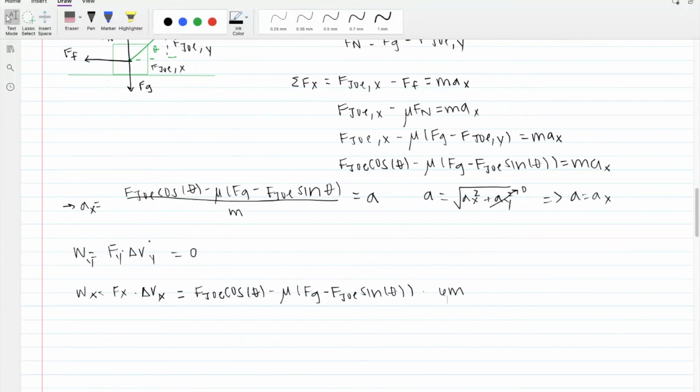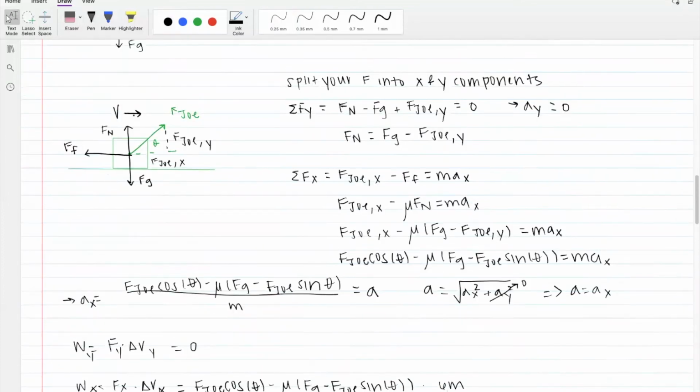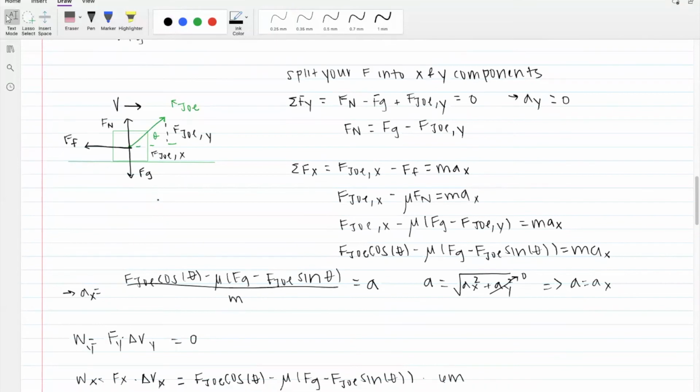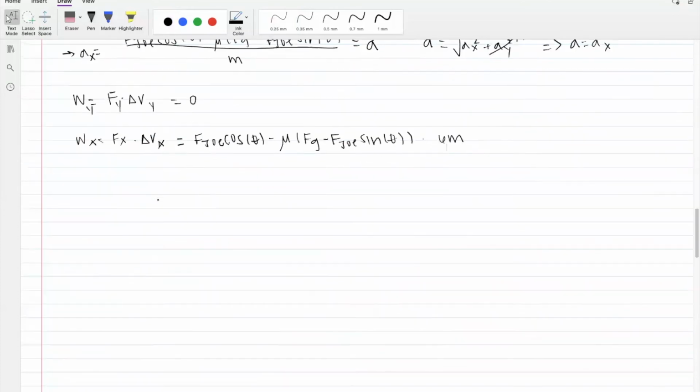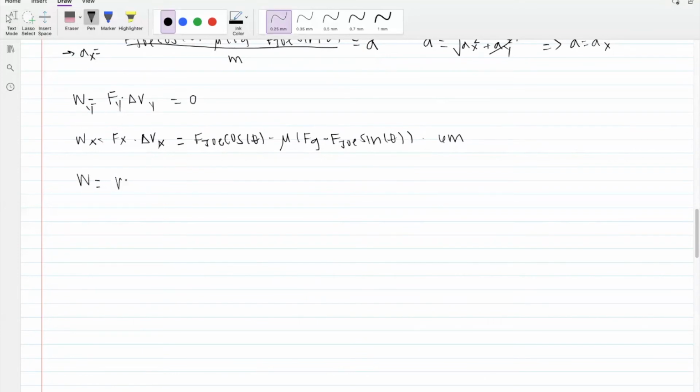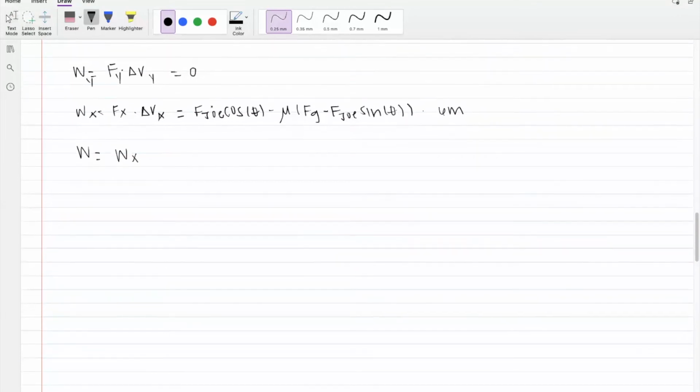Even though this is the energy unit, you can see how the forces and FBDs are still very, very important when it comes to answering energy problems. So the work done by Joe is equal to the work done in the x direction, again, because the work done in the y direction is equal to 0.